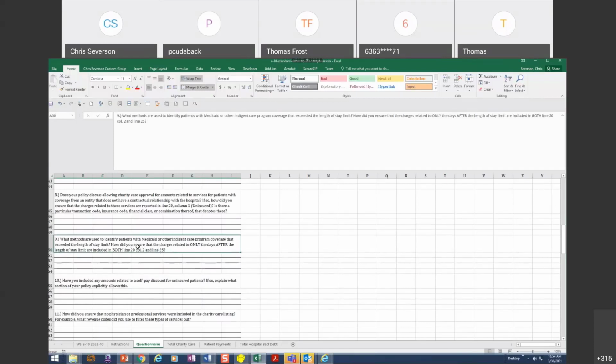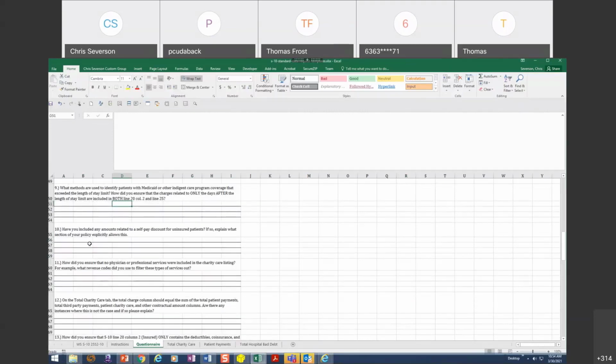So we want to make sure, again, your policy allows it. And how did you make sure that those charges were only for the days after the length of stay limit, and that they're both included in line 20, column 2, and that portion of the amount is also in line 25. So as you can see, when you're going through this checklist, it's intended to also serve as kind of a training or a reminder about some of these obscure issues.